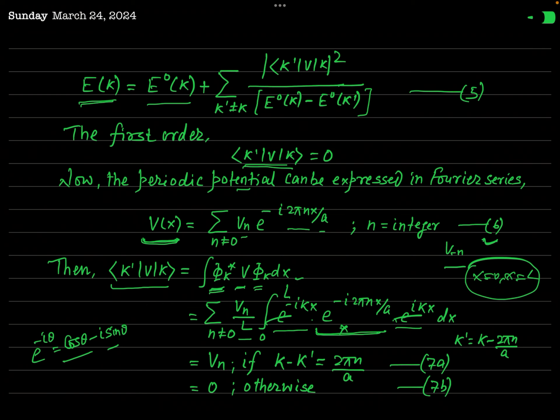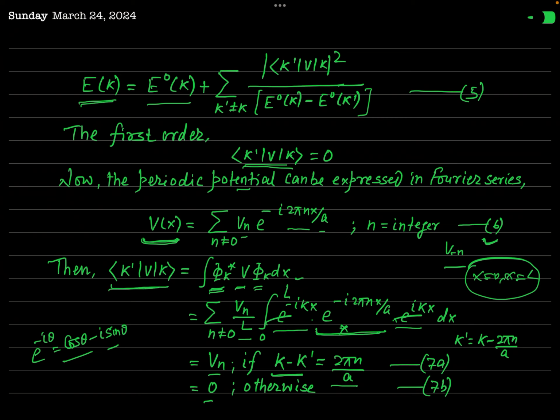And when you integrate, you will see that if k minus k dashed is equal to 2 pi n over a, then this result will be equal to Vn. But if k minus k dashed is not equal to 2 pi n over a, but has some other values, then this will be equal to 0. Okay?